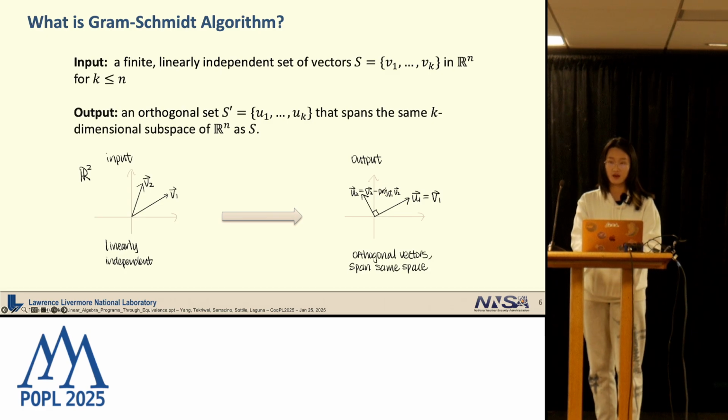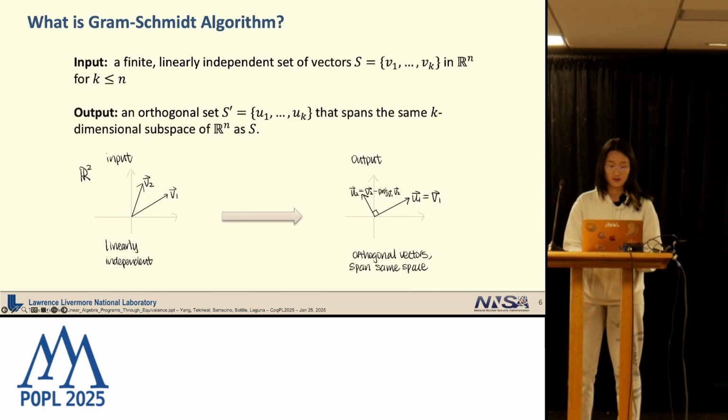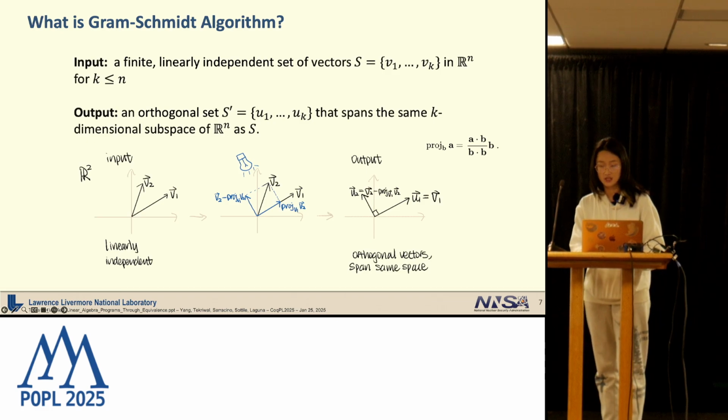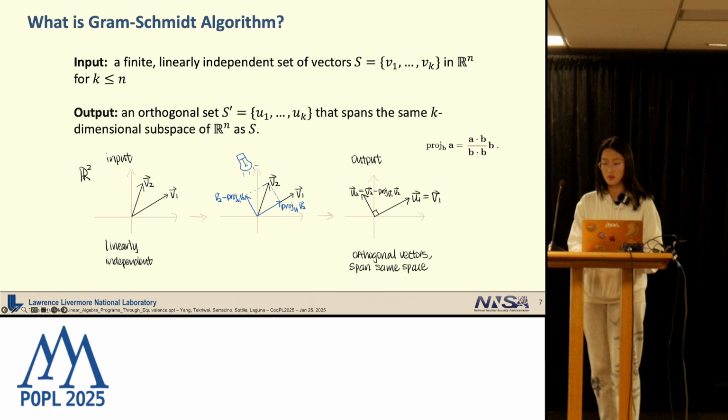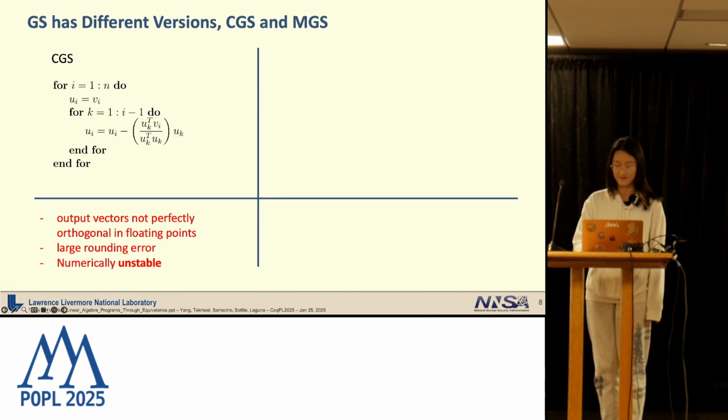So we can take 2 dimensions, for example. We can see that V1 and V2 over here are the input vectors. They are linearly independent. And then we output vectors U1 and U2, and we can see that they span the same space and they are orthogonal to each other. The algorithm accomplishes this using the idea of projection. So by projecting V2 onto V1, it breaks up V2 into 2 components, and the component that is perpendicular to V1 is our result vector U2. And in math, projection is defined as some operation of dot product.